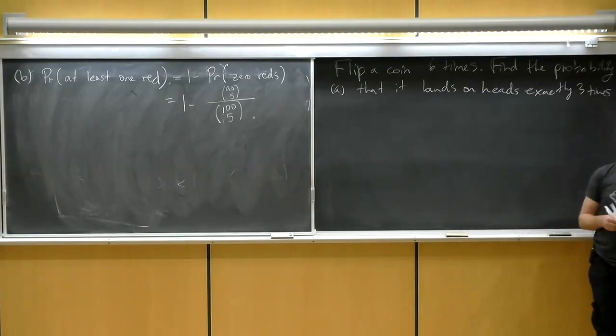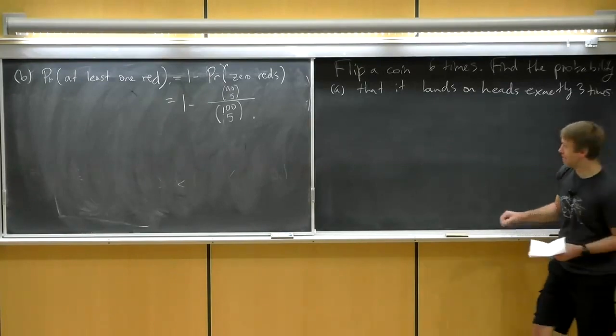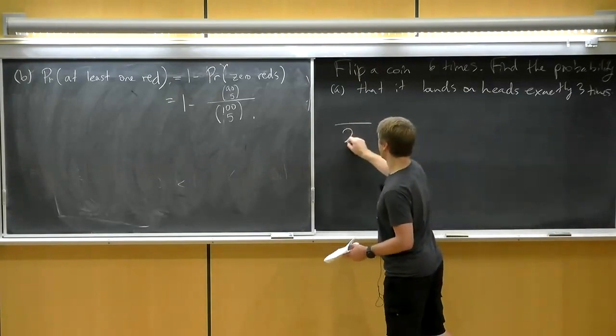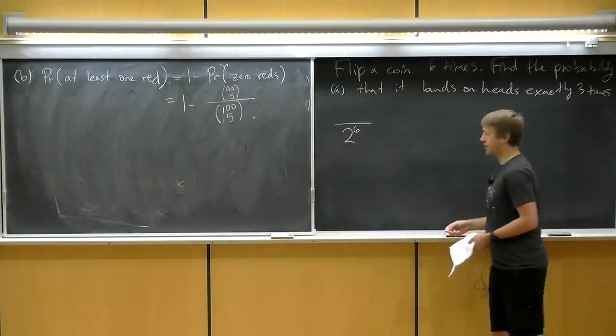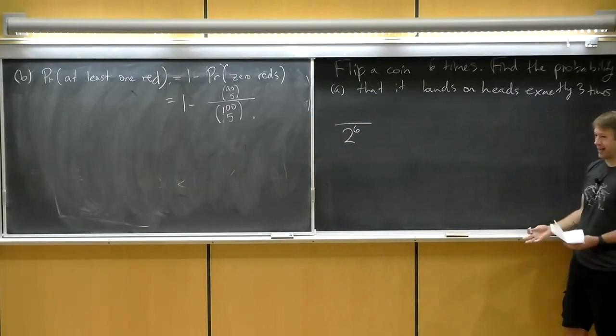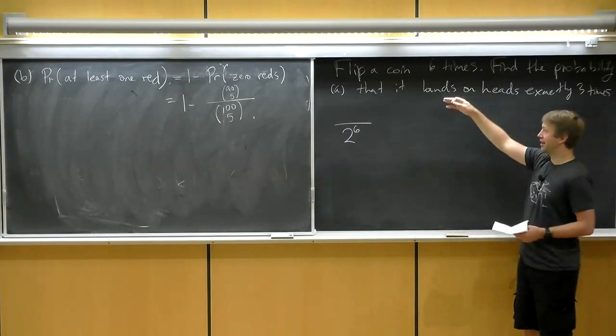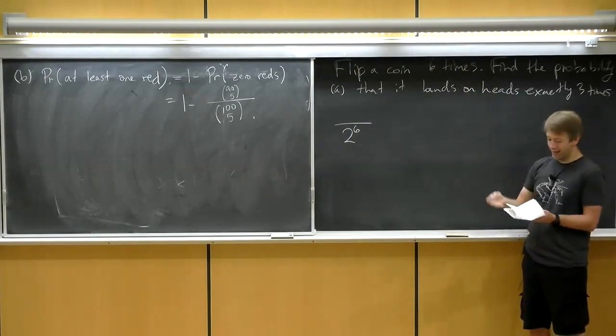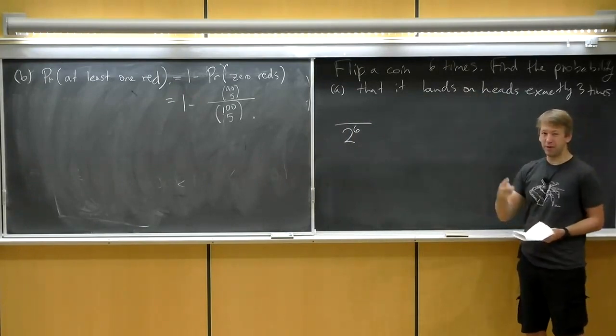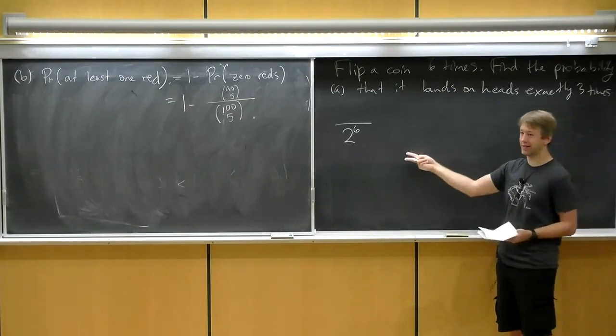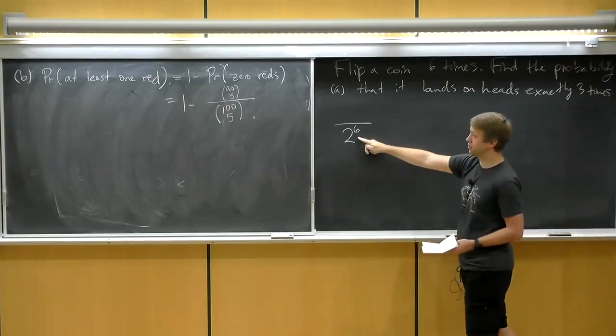So how big is my sample space? Flipping a coin 6 times. Right, because that's how many outcomes there are. And again, this is kind of connecting back to something a while ago, but you got to be very careful. Flipping a coin only has 2 outcomes, but flipping a coin 6 times has 2 to the 6. So your sample space is not 2, it's 2 to the 6.